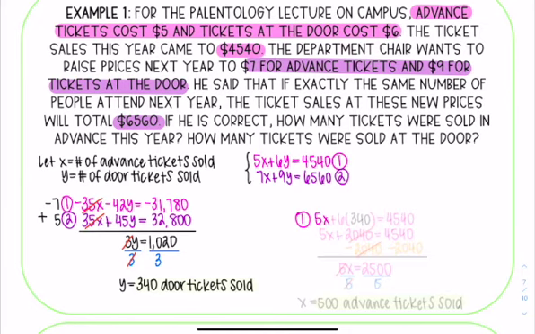We have 5x plus 6 times y, which we found was 340, equals 4,540. So let's simplify. That's 5x plus 2,040 equals 4,540. We want to get x by itself, so we're going to subtract 2,040 from both sides.